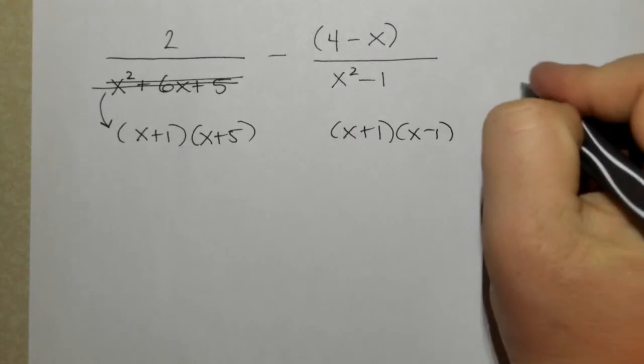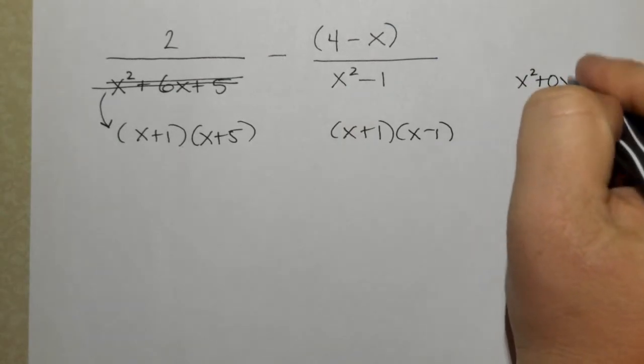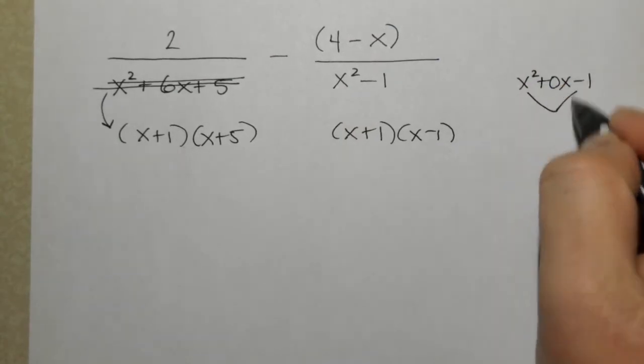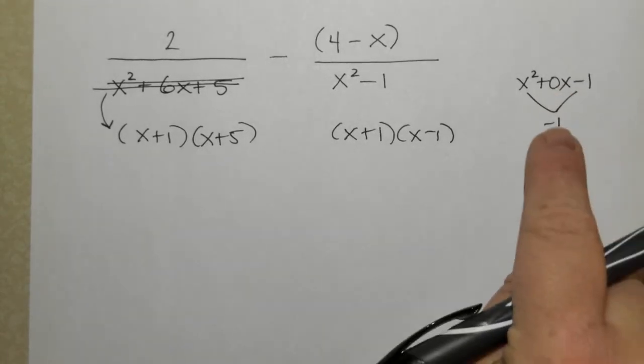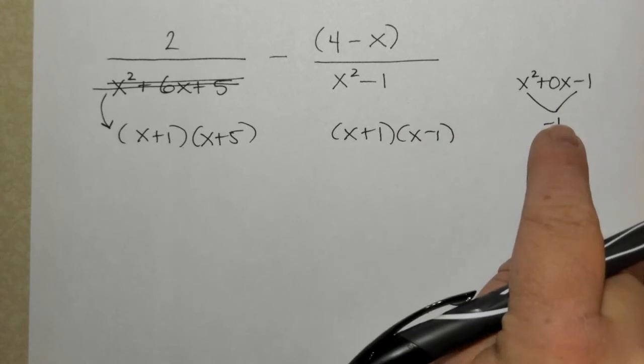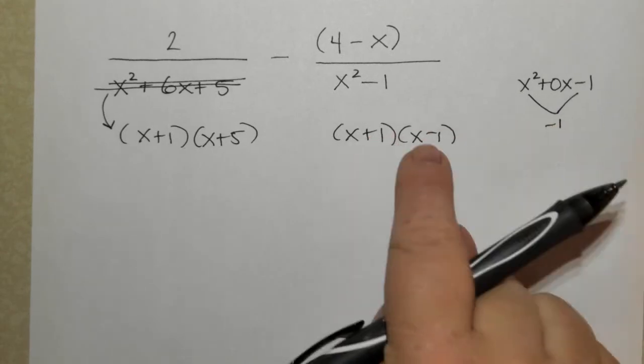If that confuses you, remember this is the same as x squared plus 0x minus 1. So what two numbers multiply to equal negative 1 and combine to equal 0? 1 and negative 1 multiply to equal negative 1 and combine to equal 0.